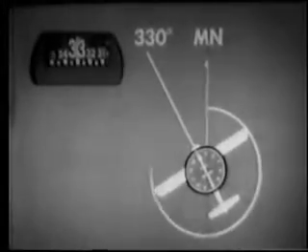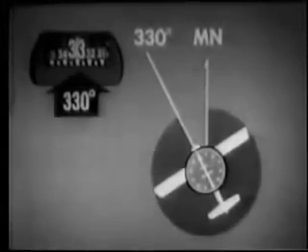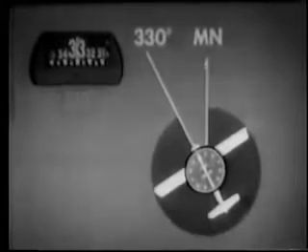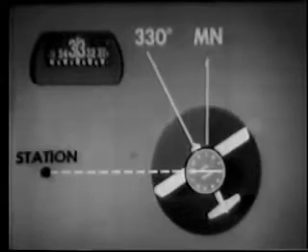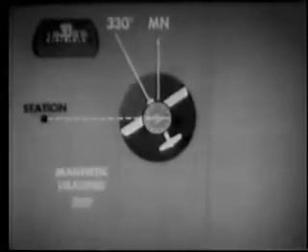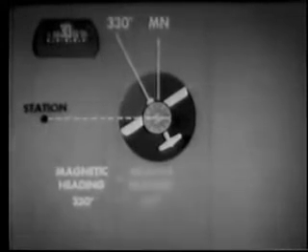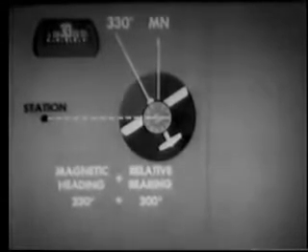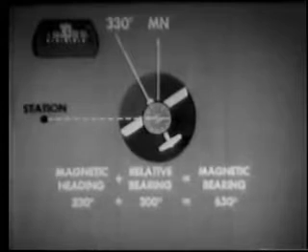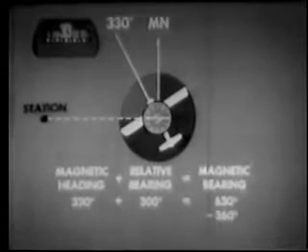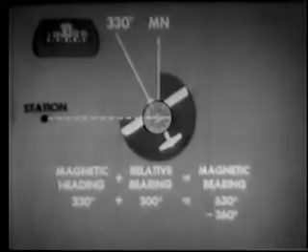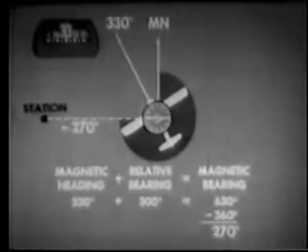For instance, suppose we are on a heading of 330 degrees. If we tune a station and find the relative bearing is 300 degrees, by adding the heading of 330 degrees to the relative bearing of 300 degrees, we get the sum of 630 degrees. Whenever the sum is greater than 360 degrees, we must subtract the 360 degrees to determine the direction to the station, 270 degrees.